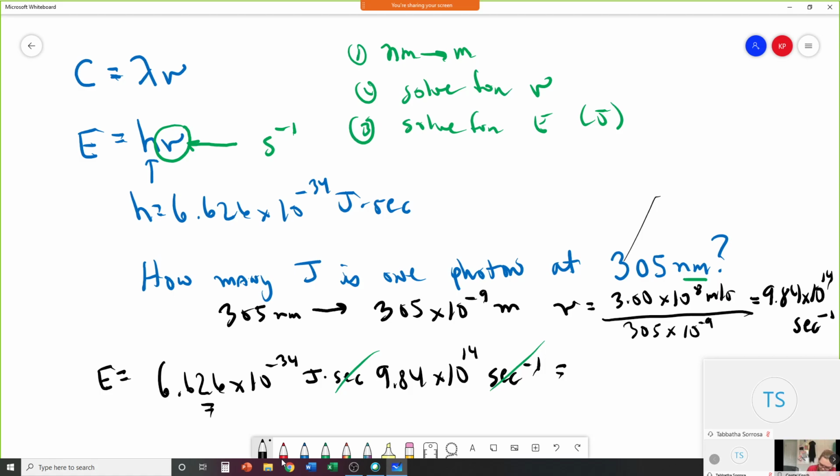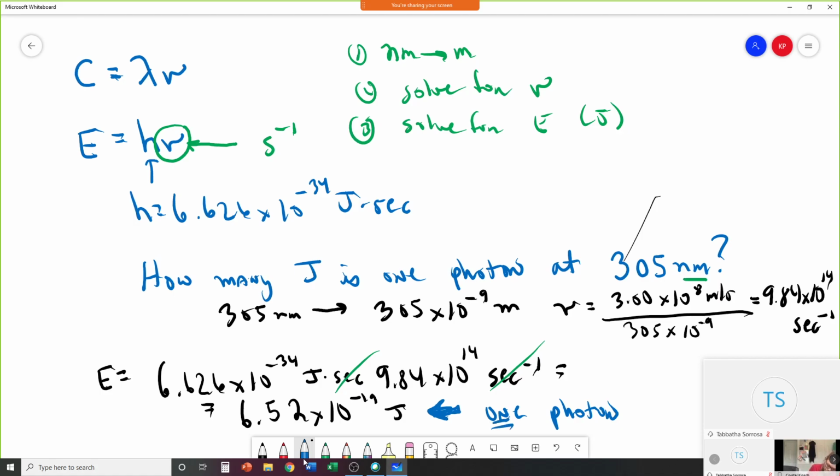Now I'm leaving the frequency in my calculator. I'm not putting 9.84; I actually have 9.836065557. I just leave it in my calculator for rounding purposes. Times 6.626 second exponent minus 34, and I get 6.52 times 10 to the minus 19 joules. That's a very small quantity of energy, but keep in mind, this is for one photon.